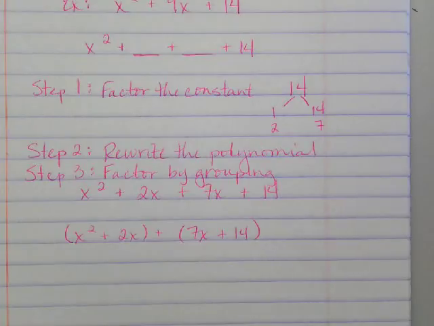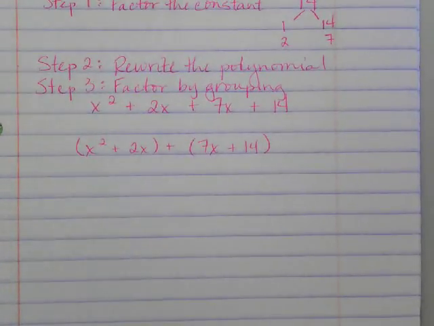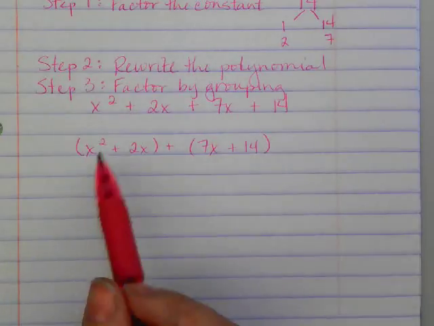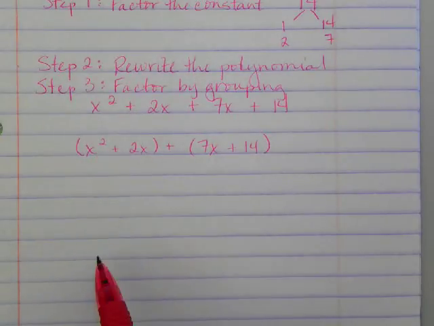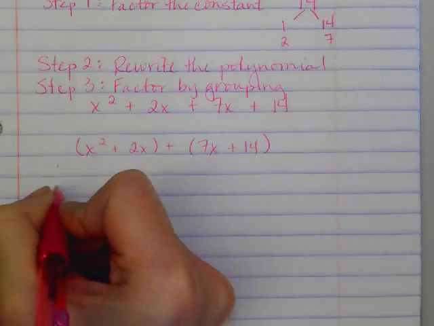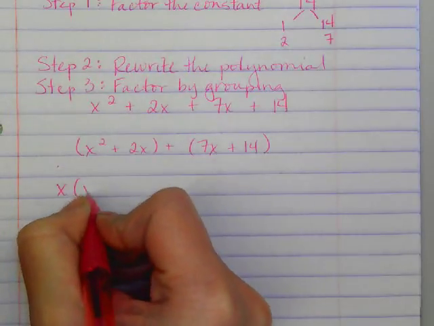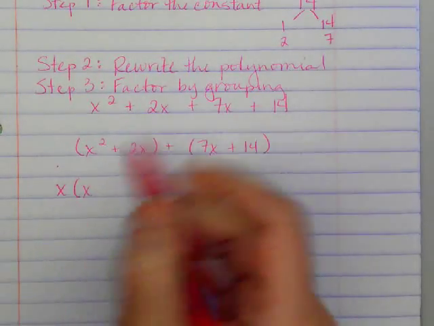And then the second part, what can I factor out of 7x and 14? 7. So 7x divided by 7 gives me x, or 7 times x gives me 7x. 14 divided by 7 gives me 2, or 7 times 2 gives me 14. So now I have my common factor of x plus 2.